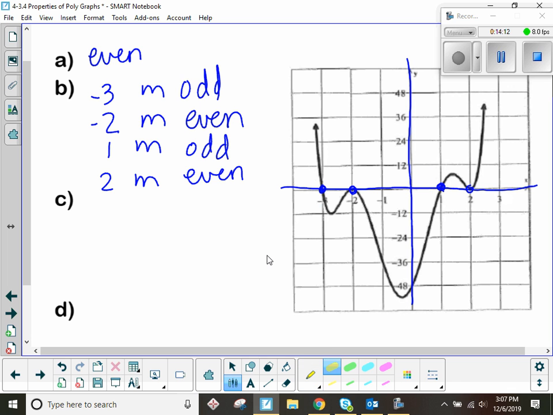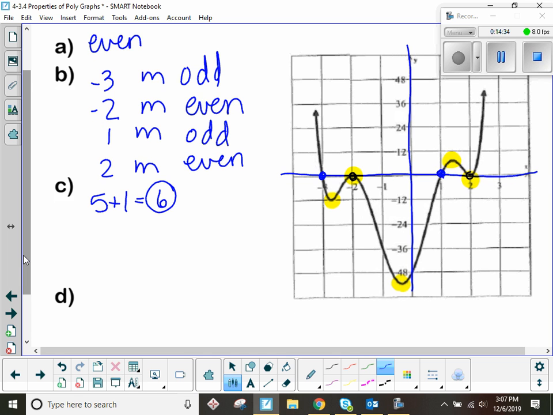C is the least degree. So you're looking for turning points. Did you find 5 of them? Okay. And then what did you do with that 5? That's correct. You added 1. And then the factored form, please remind me to tell you about A. I'm probably going to forget, even though I just now said it.